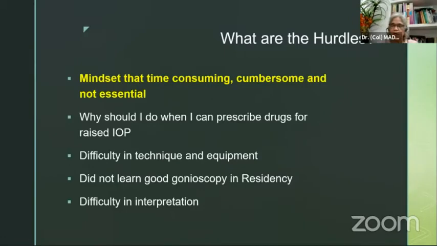The biggest hurdle is the mindset. People feel it's time consuming, it's cumbersome, and it's not really essential. Second thing is, such good drugs are available, surgeries are available. I'll prescribe drugs, why do I do a gonioscopy and waste my time? Another thing is difficulty in the technique and the equipment. Many people haven't really learned the technique well during residency.